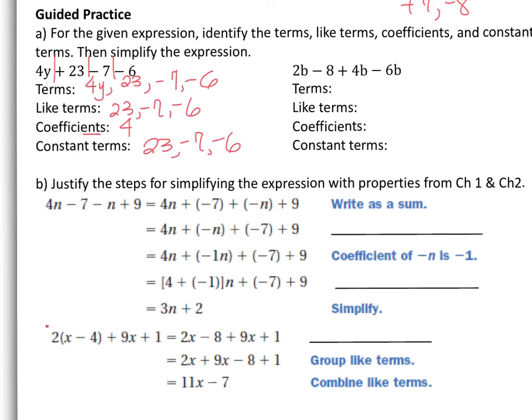And for this next one here, your terms will be 2b, negative 8, positive 4b, negative 6b. And your like terms will be 2b, 4b, and negative 6b. And your coefficients will be 2, 4, negative 6. And your constant terms will only be negative 8.